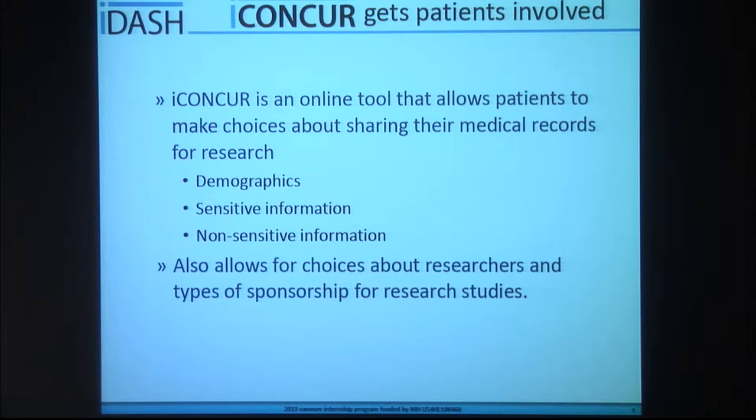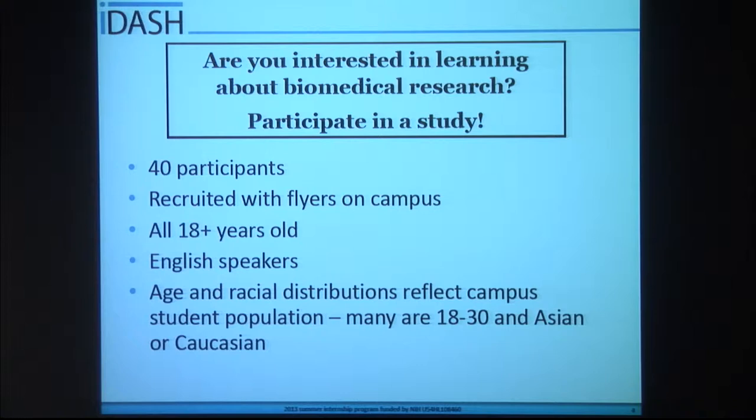So in order to evaluate this tool, I recruited 40 participants this summer on campus. All of my participants were at least 18 years old and spoke English. However, the age and racial distributions of my participants reflect the campus student population, as to be expected. Most of my participants were 18 to 30 years old and of Asian or Caucasian background.